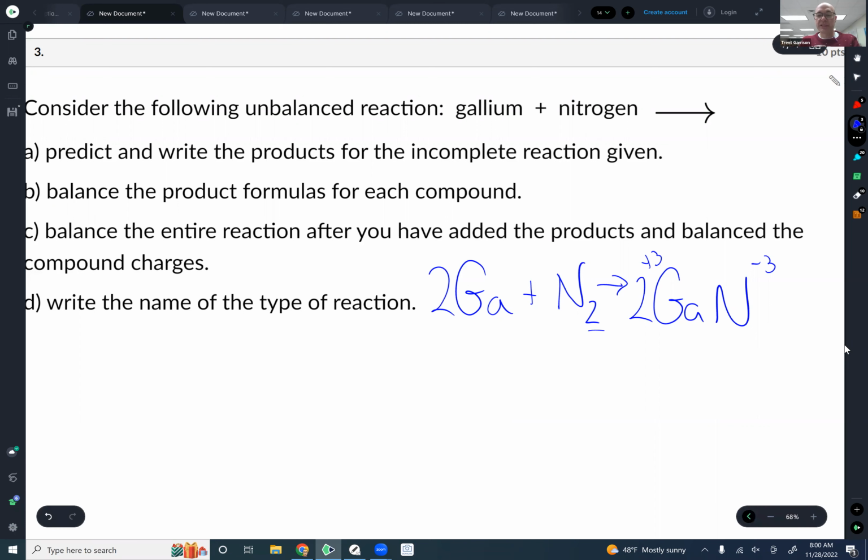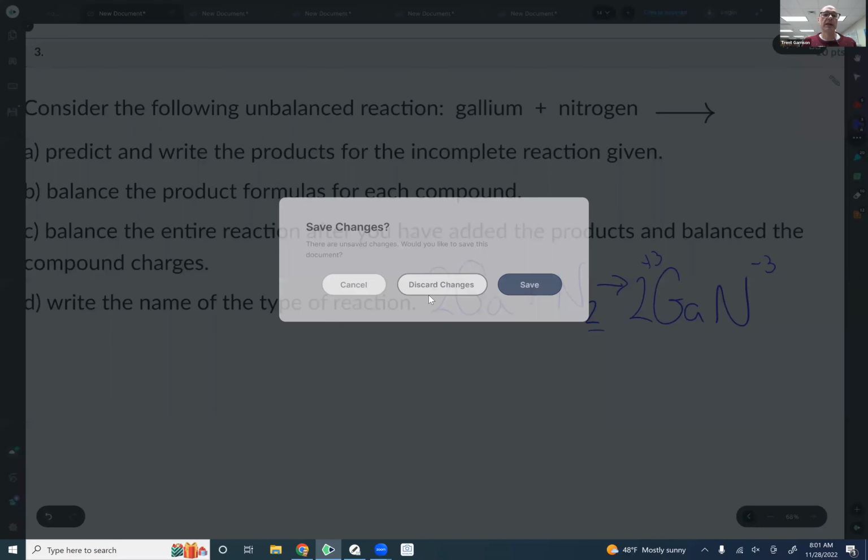We can't just simply, again, put the coefficients over here. It's not balanced that way. Gallium has a +3, nitrogen has a -3. I get those off of a periodic table with the charges available to you, which you had available to you during the exam. All right, number 4.